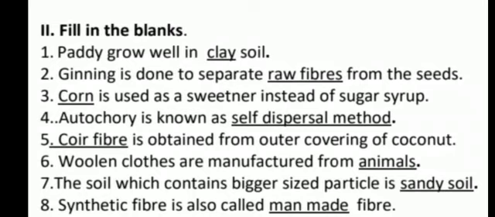Dispersal. Then fifth one, dash is obtained from outer covering of coconut. Coir fiber is obtained from outer covering of coconut. Then sixth one, woolen clothes are manufactured from dash. Woolen clothes are manufactured from animals.